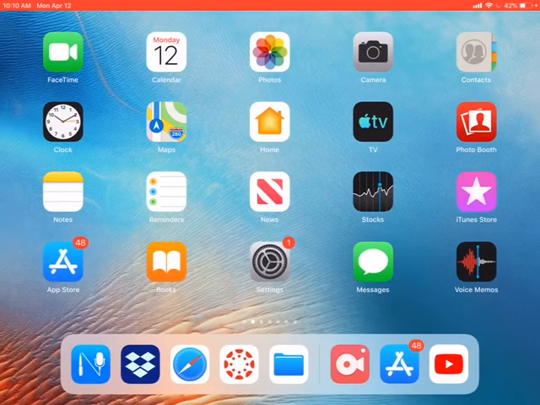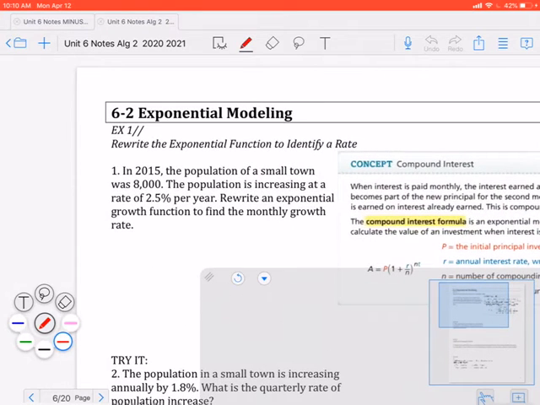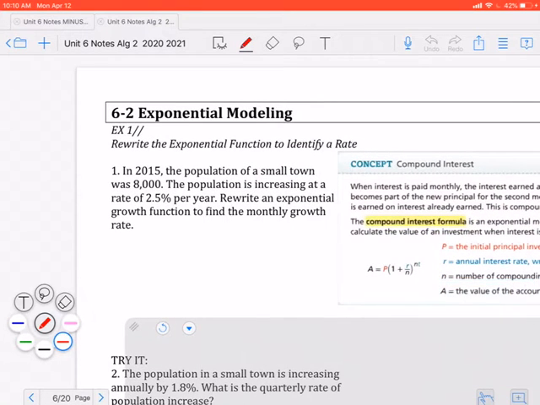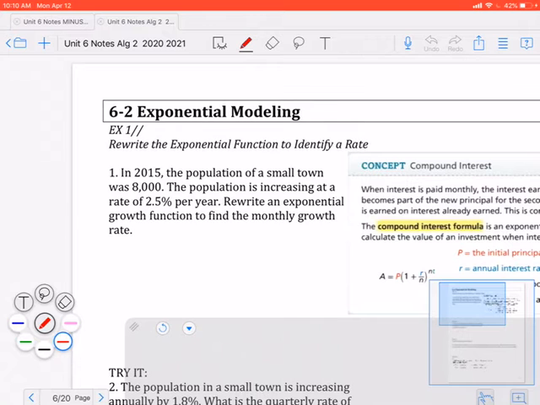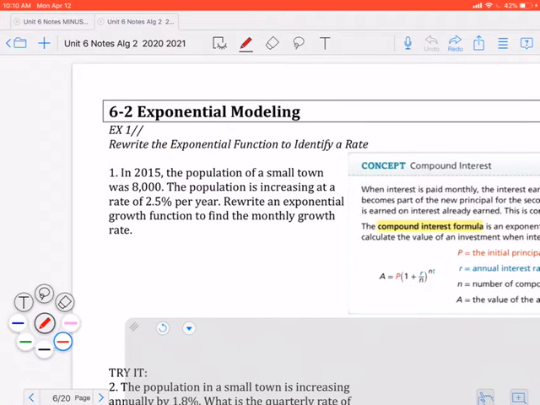Algebra 2. This is notes for 6.2. All right, we're dealing with these exponential functions. And so this first one has to do with the population type problems we had last time.